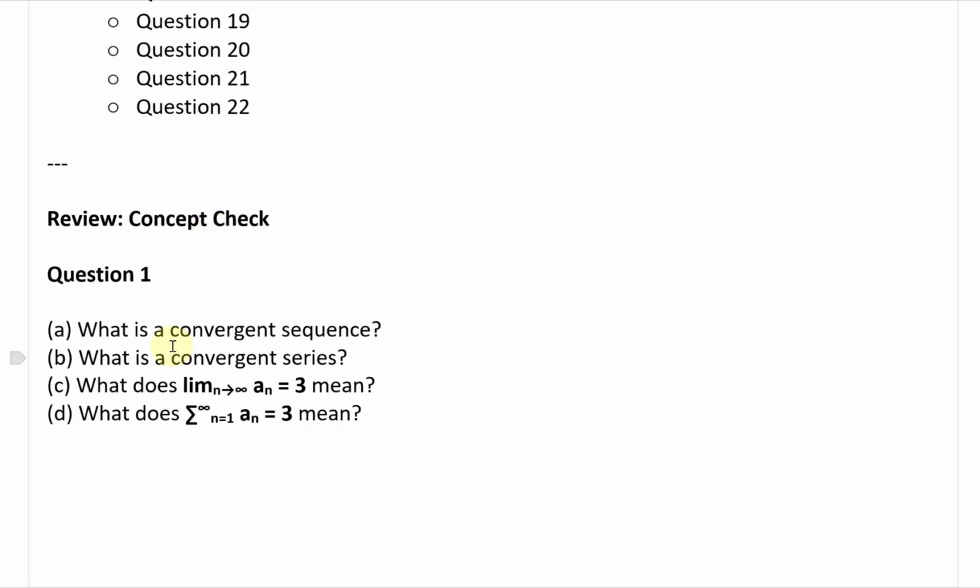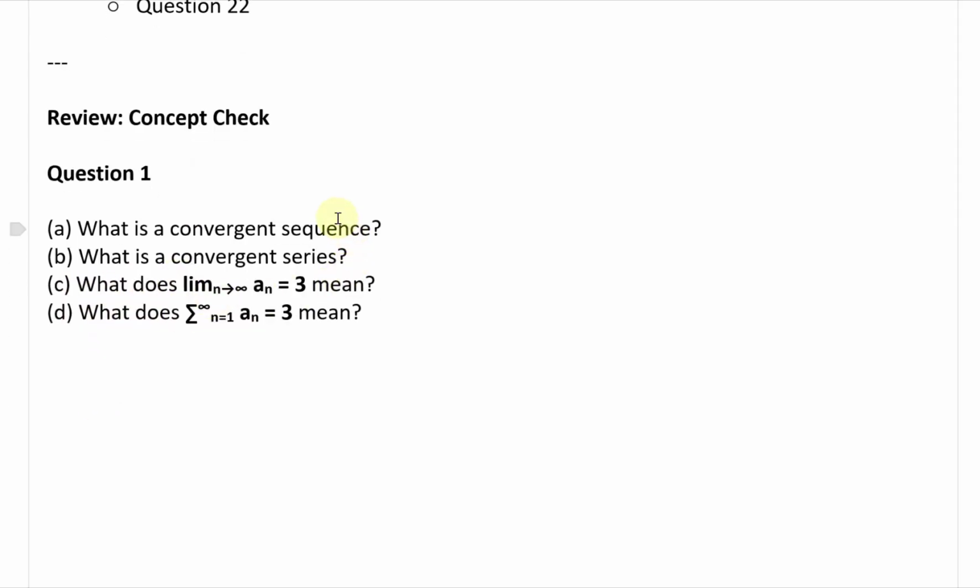Alright, so question one has 4 parts. A: What is a convergent sequence? And B: What is a convergent series? Notice the difference, sequence and series. A series is a sum, while a sequence is just a list of numbers. C: What does the limit as n approaches infinity of a_n equals 3 mean? So this is the sequence right there. And D: What does the summation from n equals 1 to infinity of a_n equals 3 mean? Remember, this is a series, and that's a sequence. Let's take a look at the solution.